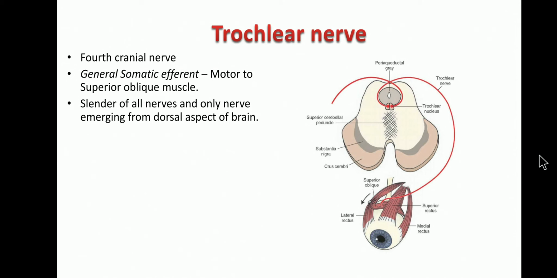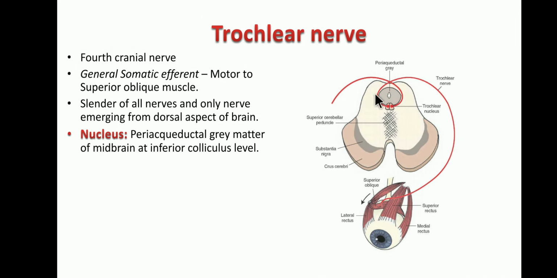So it is the most slender of all the cranial nerves, and it is the only cranial nerve which emerges from the dorsal aspect. Okay, whereas all the other cranial nerves emerge from the ventral or ventrolateral aspect. So this is completely emerging from the dorsal aspect of the brain. The nucleus is situated again in the midbrain at the inferior colliculus level. So at the lower level, the inferior colliculus is actually an auditory relay center.